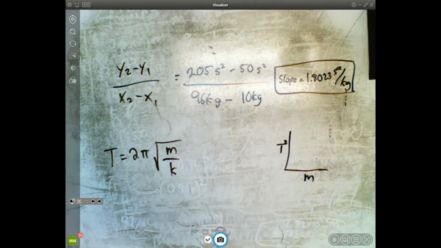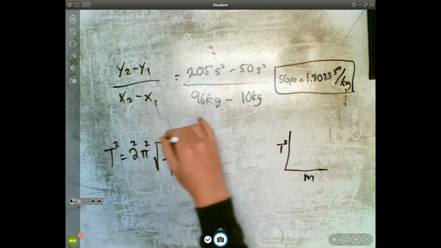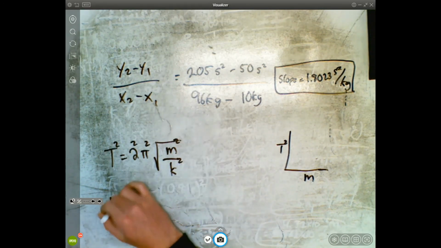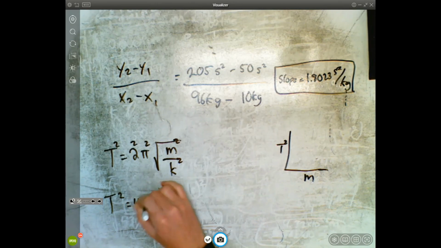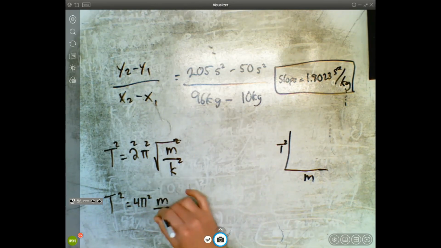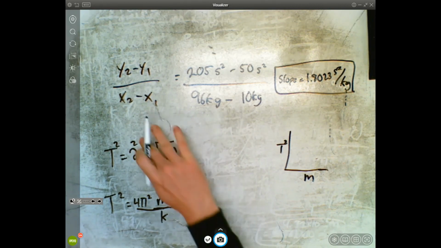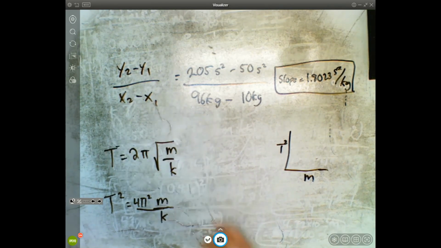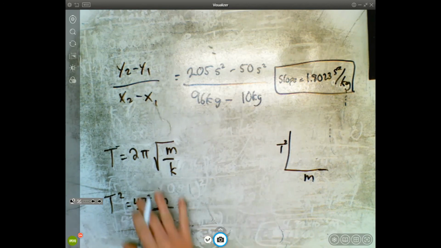So what we have to do is make sure this is in proper y equals mx plus b form. We have to make sure they look like they do. So if I square everything, I end up with T squared equals 4 pi squared m over k. Let's continue that line like that now. The original formula, this and this are the same thing. If you square everything, it's the exact same thing, right? But now it looks a little bit more like our graph, right?